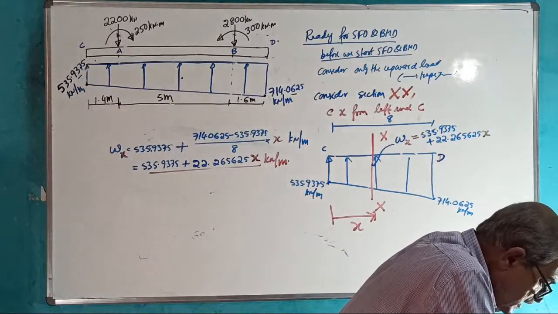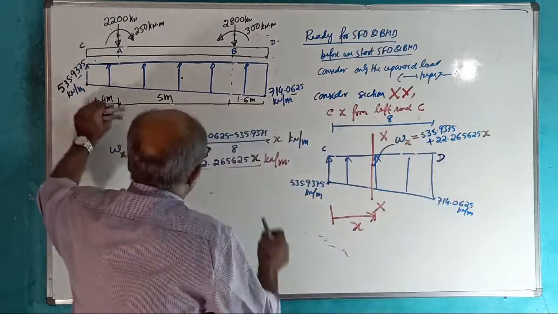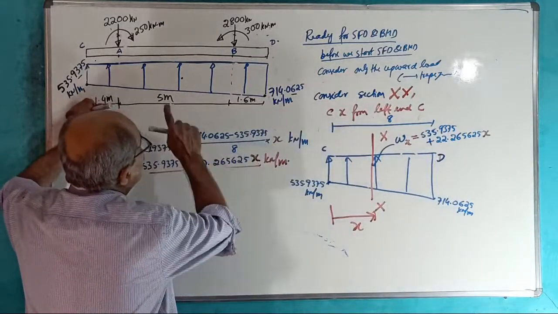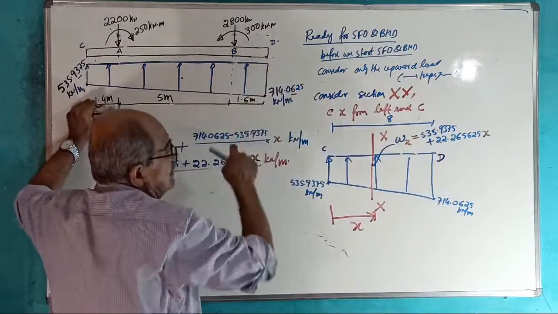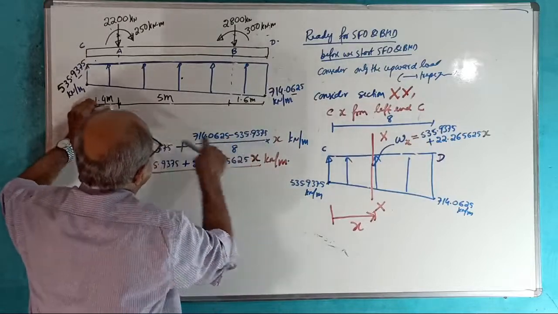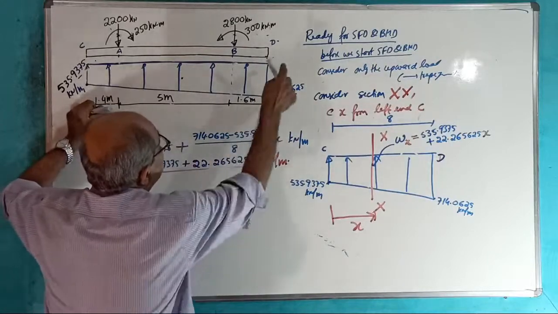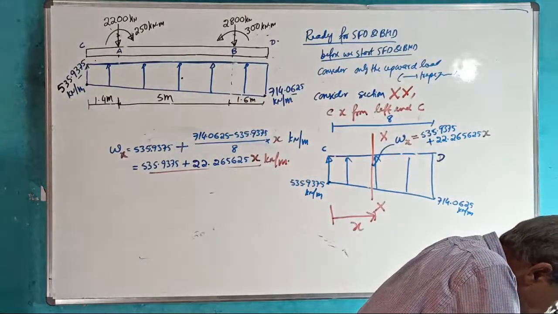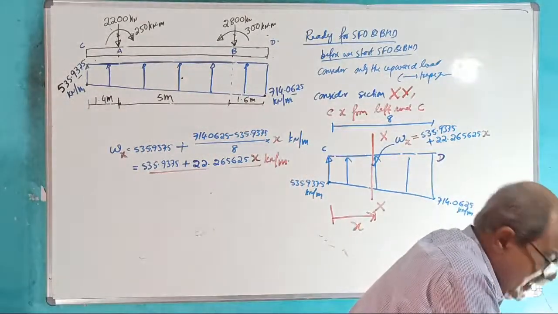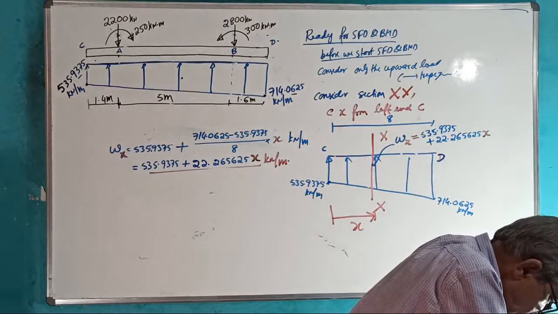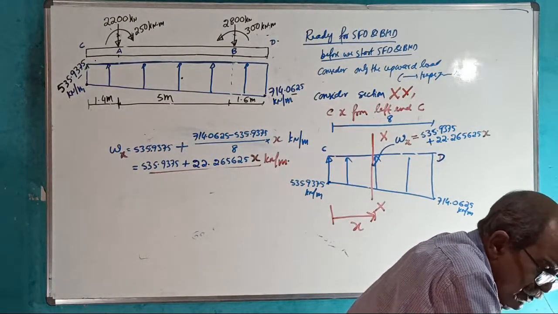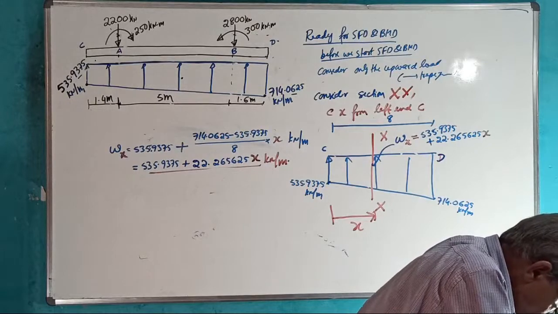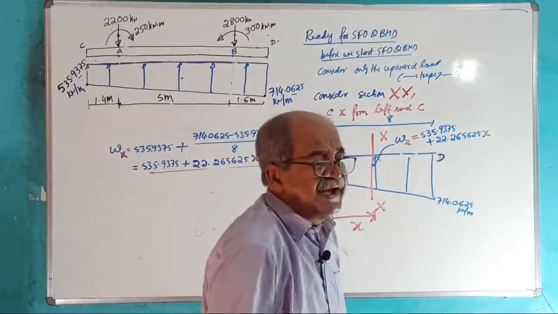Tallying. Okay. Substitute x equal to 8. You should get this intensity. Check the answer. Substitute x equal to 8 meter. You should get this intensity. Are you getting or not? Okay, that means correct. Over.